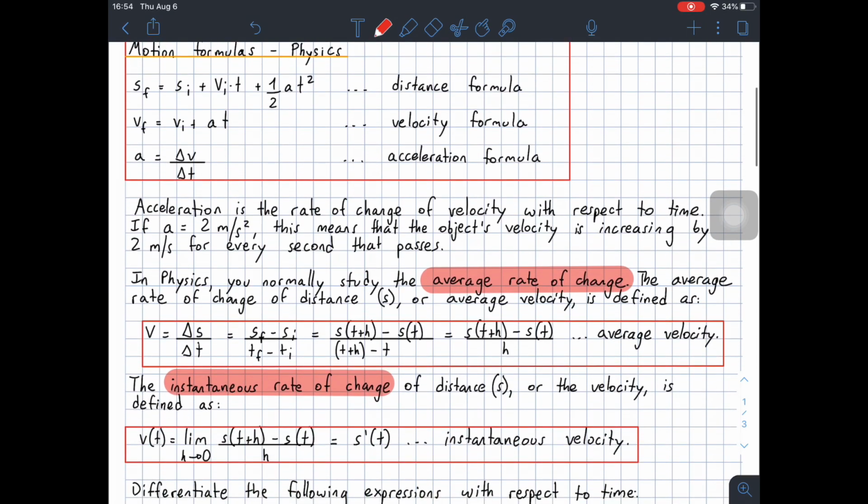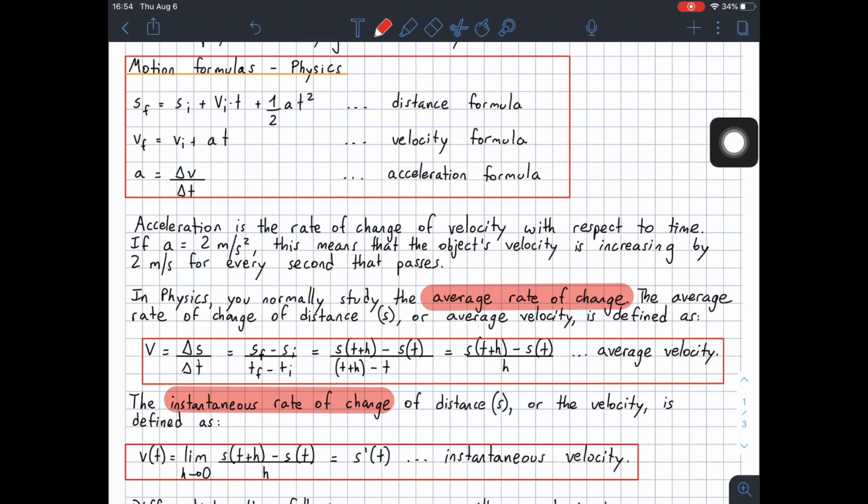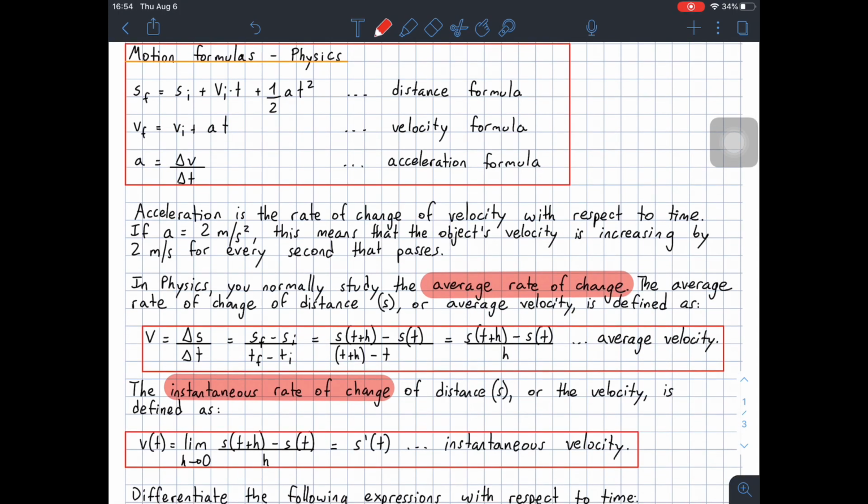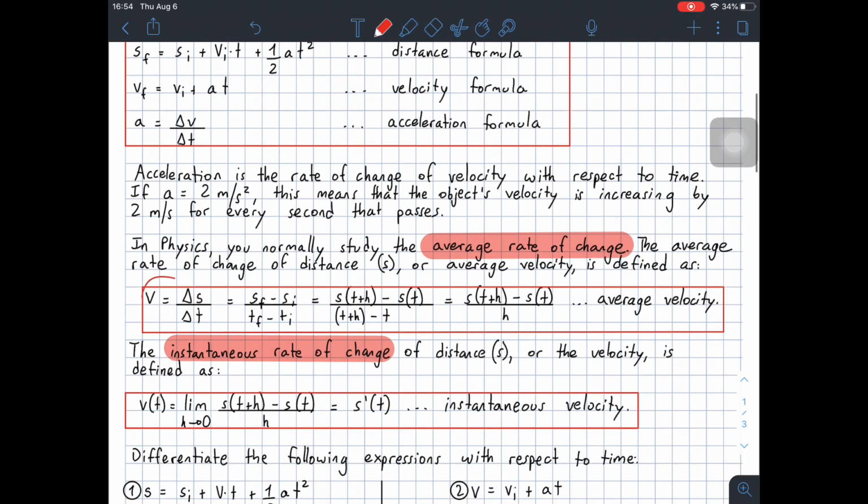Acceleration is the rate of change of velocity with respect to time. If acceleration equals 2 meters per second squared, this means that the object's velocity is increasing by 2 meters per second for every second that passes. In physics, you normally study the average rate of change. The average rate of change of distance, or average velocity, is another way to calculate velocity: change in distance over change in time, final distance minus initial distance over final time minus initial time.